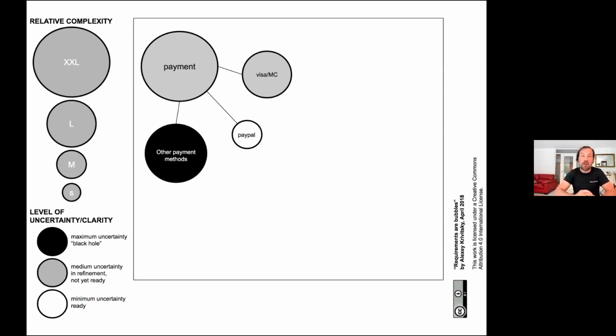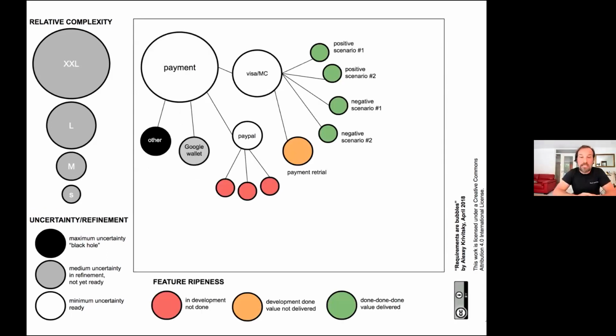And Visa, MasterCard, they're still grayish. We need to break it down. We need to add more details. It's just a tool that helps you to guide your PBRs. Basically, you know what to work on now. And then we went completely ballistic, and we added the statuses of feature readiness.